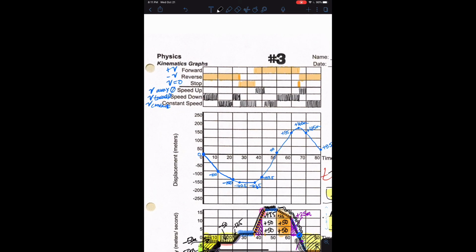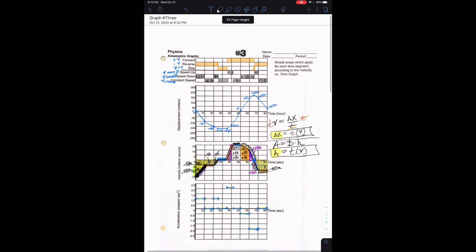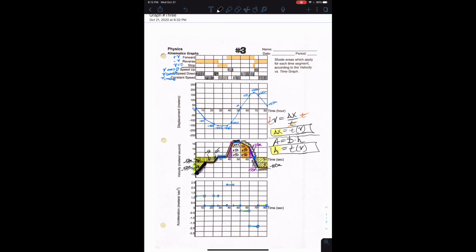Something I always mention is that you did this right if at the very end, with these 3 orange lines and the 3 black lines, you can push all the lines together and create one completed line, then you did it right. That's usually the best way through it. You just got to remember: forward is positive velocity, reverse is negative velocity, v equals 0 is stop, and v away from 0 is speed up, v towards 0 is speed down, v constant is constant speed.